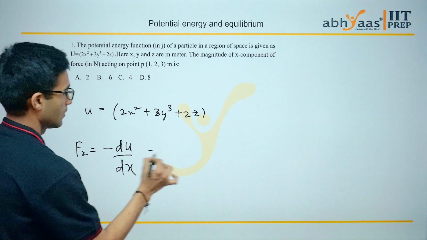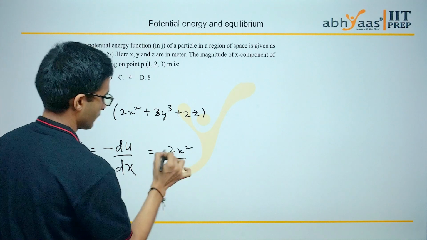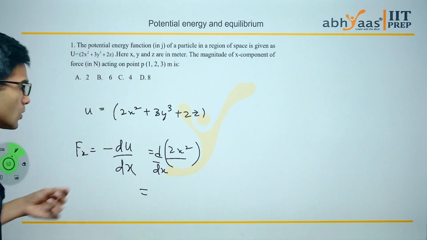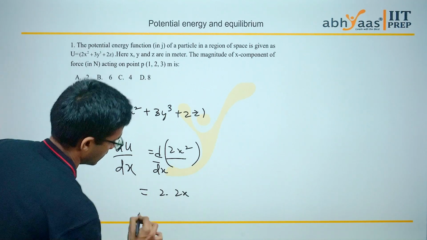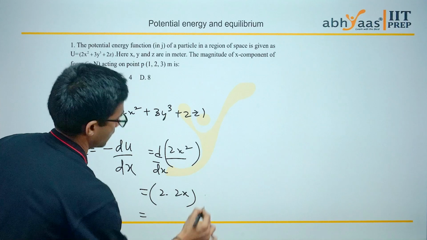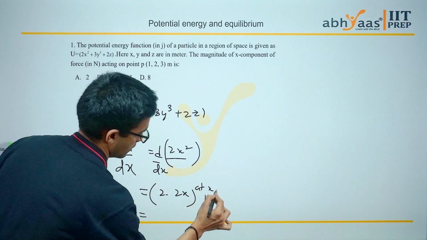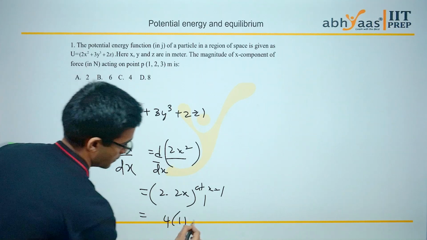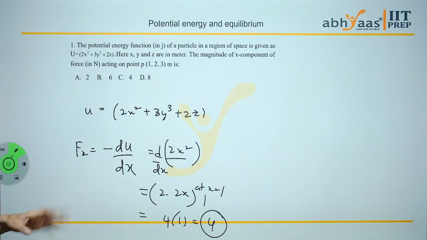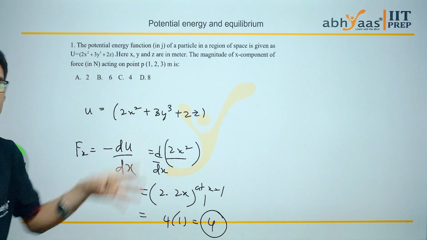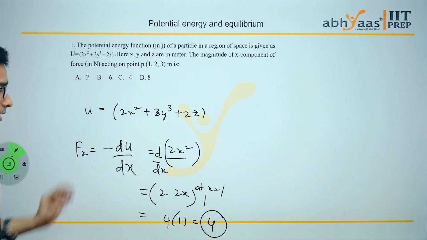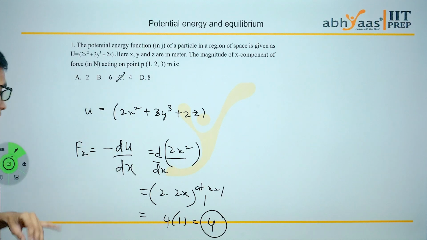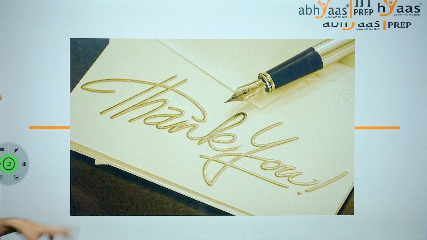Take d by dx of 2x square. So 2 into 2x, at x equal to 1, that is 4 into 1, 4. This is the answer. Directly you will get it, because he is asking only Fx. Fx is equal to minus dU by dx, so it will be of opposite sign, but the value will be 4 only. Okay, now going to the next one.